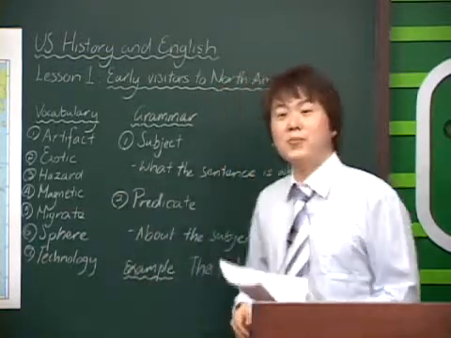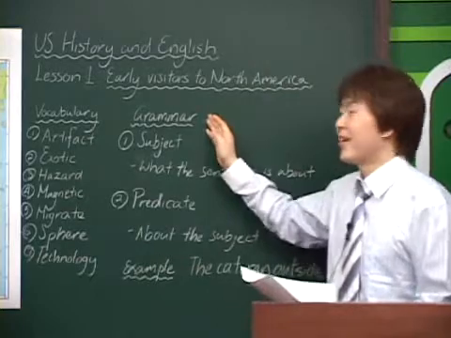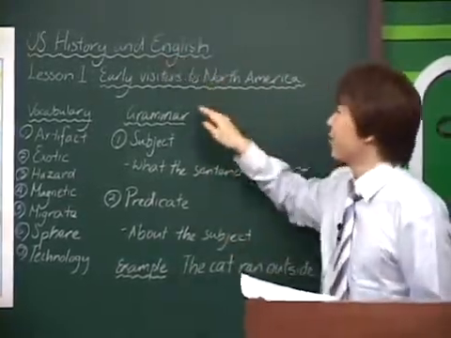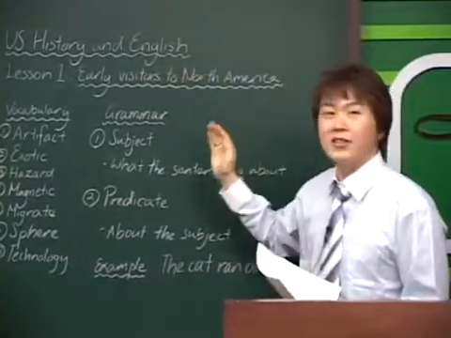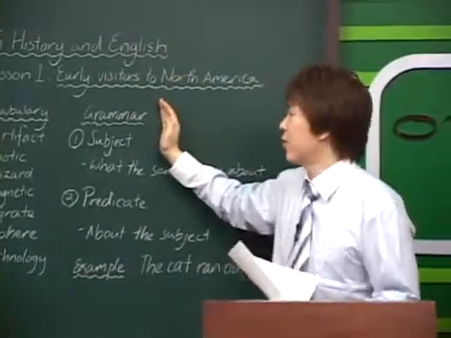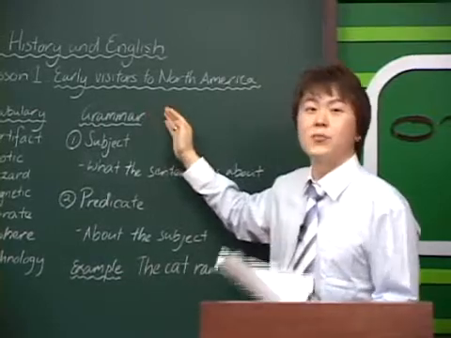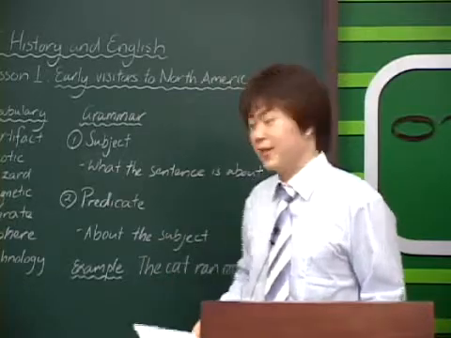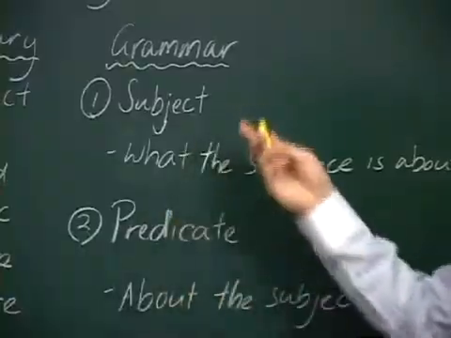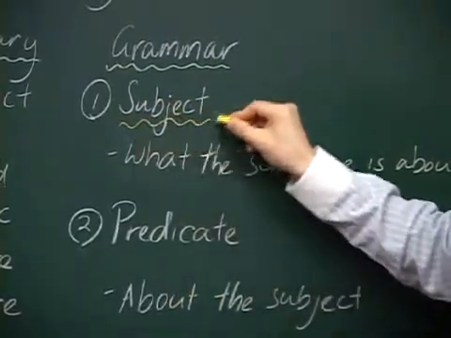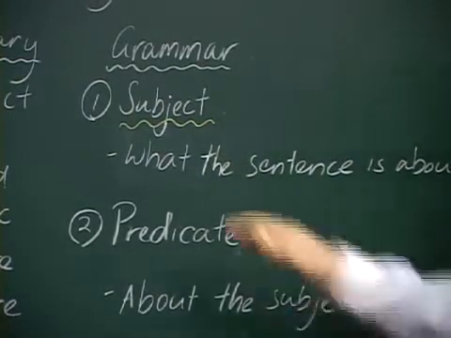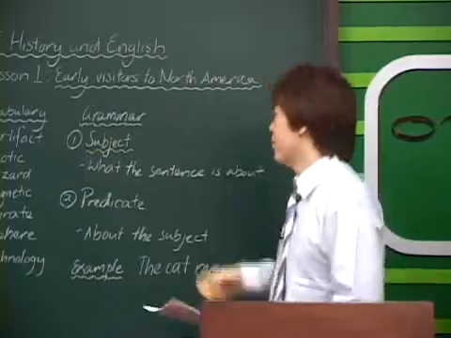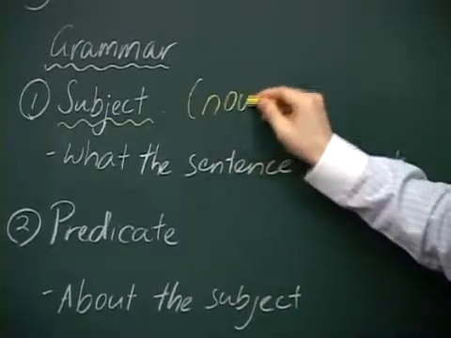Now, let's go on to a grammar point for today. As I said, we're studying US history and English. So as part of our English lesson, in each lesson I'm going to show you and teach you some grammar points. Today's grammar point is very easy. I think you might know this already. First, we have what is called a subject. Subject simply means what the sentence is about. What is the sentence about? Simply, we're looking at usually nouns.